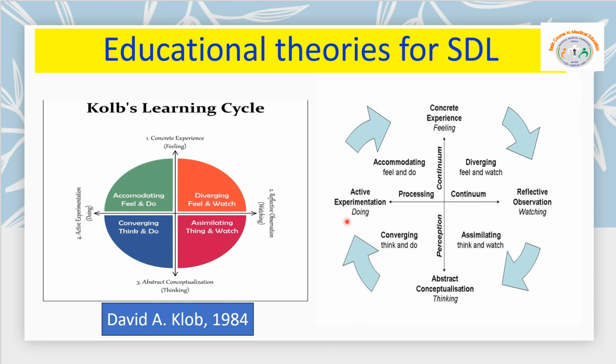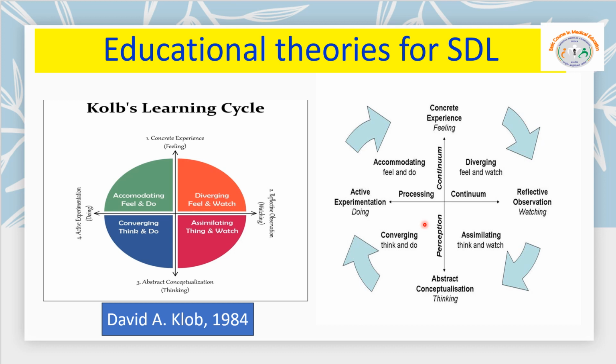Now the fourth stage is active experimentation. That means after planning or having this new idea, the faculty will implement that idea in the workplace. Here the learner applies the new ideas to see if anything changes or not. After doing stage 4, active experimentation, the learning process becomes a concrete learning experience again. So this is Kolb's learning cycle of experiential learning.